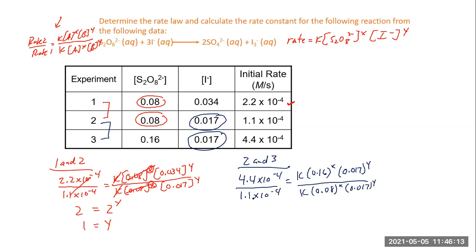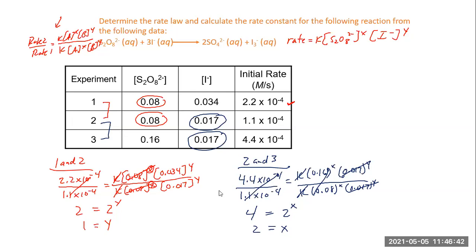Doing our same math here, that's going to give us a 4 on that side. Still, our k's will cancel. This will get us, I believe, 2 to the x. These will completely cancel since we also know it's 0.017 on top and bottom. This then gives us x equal to 2 in this case, and that would be the order with respect to the S2O8. Any questions on those calculations there?